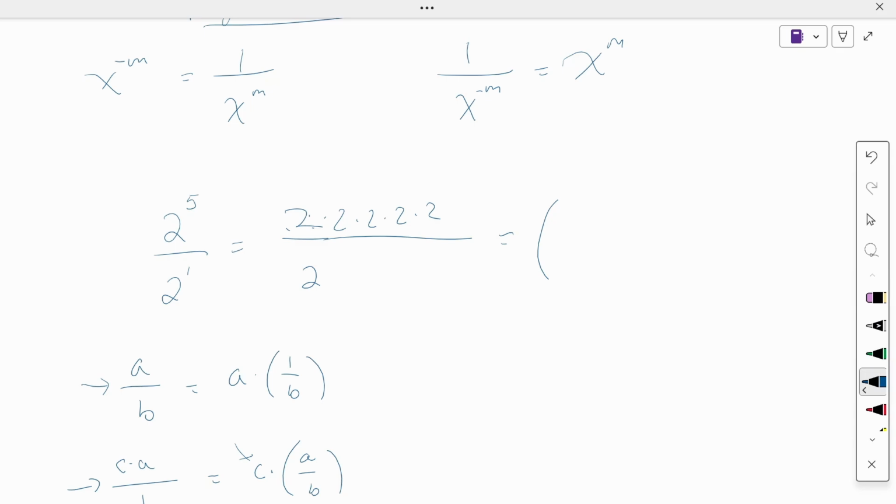So now, the reason this is important is because what happens here is you've got 2 over 2. That would be this first quantity here. And this is going to be multiplied by 2 times 2 times 2 times 2. And of course, 2 divided by itself is just 1. So now you've got 1 times 2 times 2 times 2 times 2, or simply 2 to the 4th times 1.